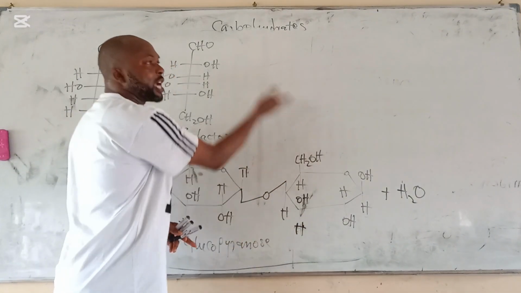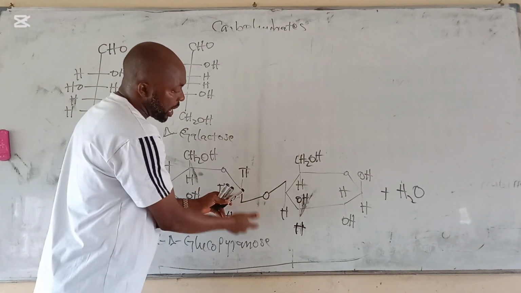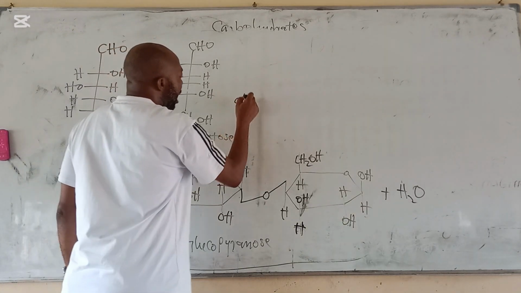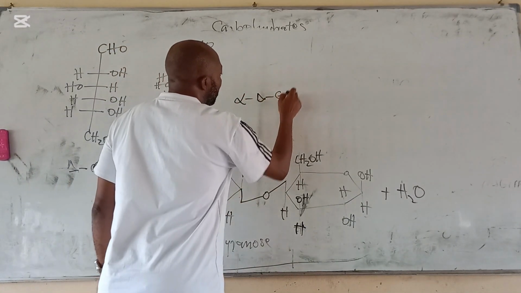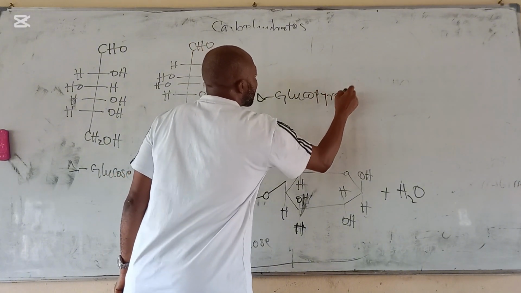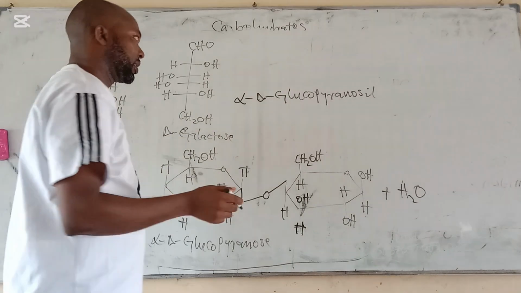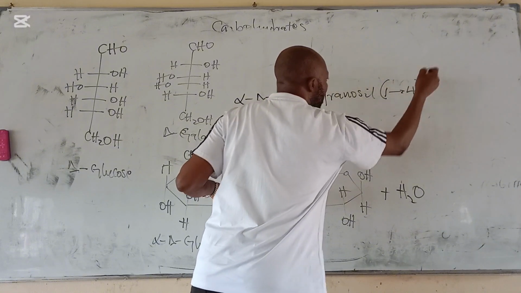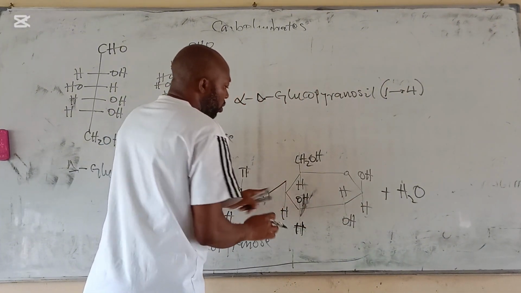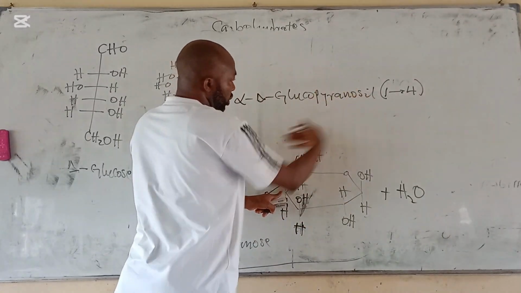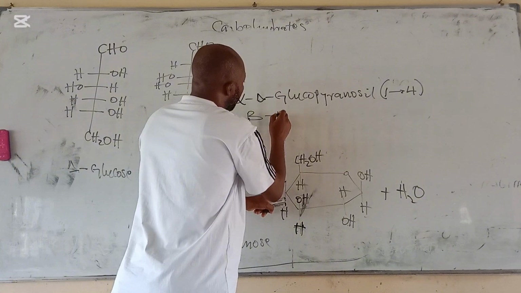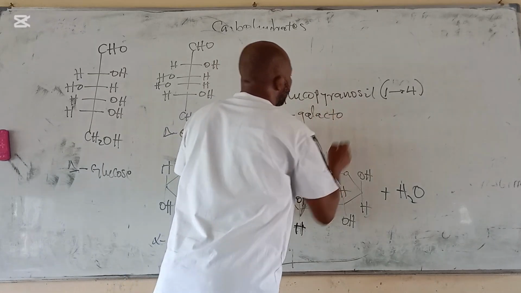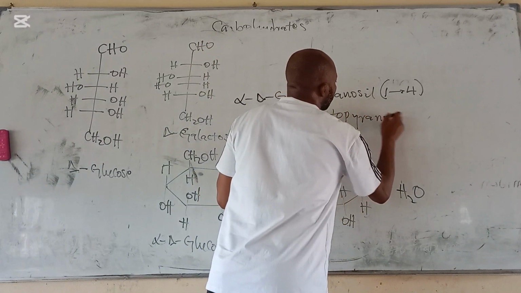Because of space, I will write it upward here. I bonded carbon 1 and carbon 4: 1, 2, 3, 4. So this is the name. I have alpha D-glucopyranosyl because I'm proceeding. In brackets, carbon 1, 4. The bonded are carbon 1 and carbon 4. This is beta D-galactopyranoside.